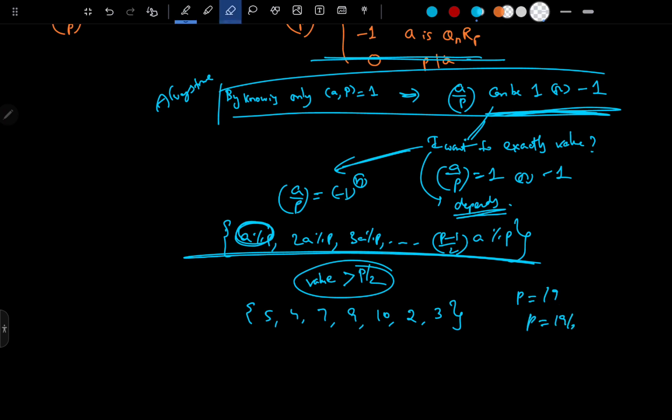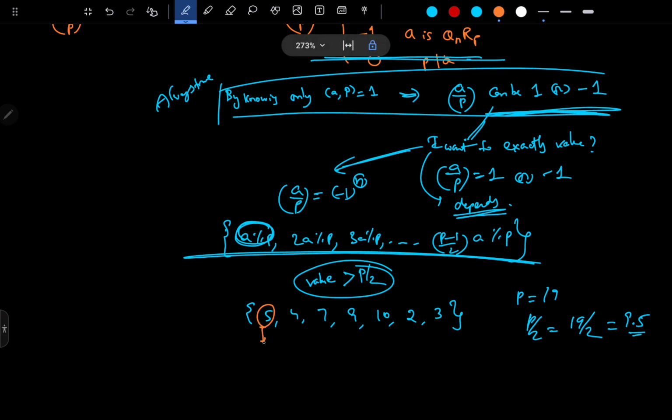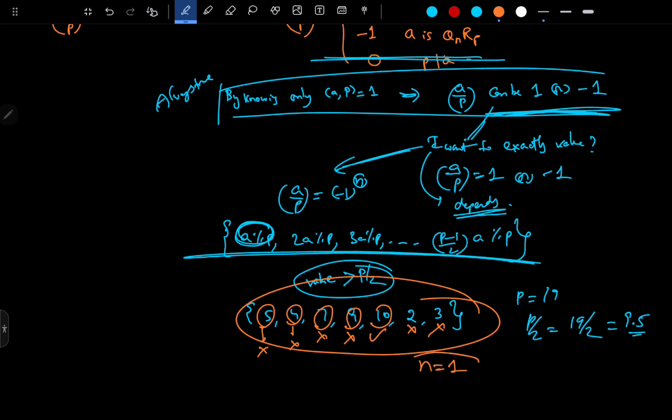So p is equal to 19. p by 2 means how much? 19 by 2 means how much? 9.5. Okay, so now tell me whether this is above 9.5 or not. Above 9.5, not. Yes, not. So in this case the n value will be how much? N equals 1.